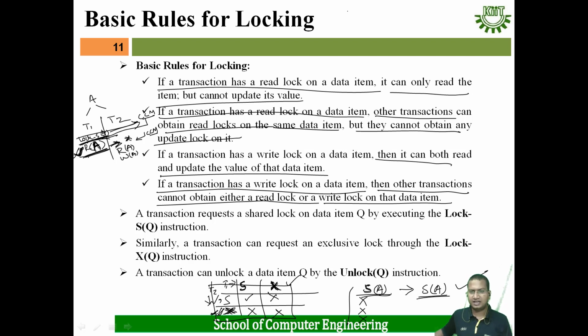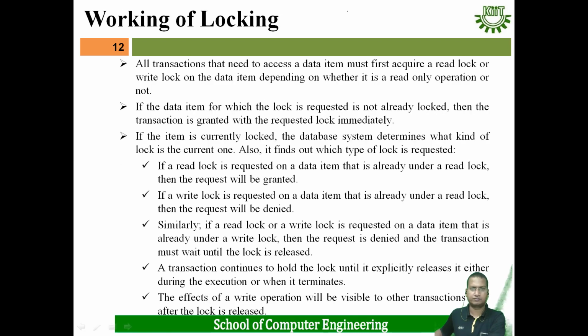Okay, and these are executed by the instructions lock-S on Q. Suppose one transaction wants to apply a read lock on a data item, then it uses lock-S on Q, and another transaction that wants to apply an exclusive lock on the data item does that by lock-X on Q. A transaction can unlock a data item Q by the unlock Q instruction. That means by writing the unlock Q instruction, we can release the lock on a data item. These are the basic rules for locking.